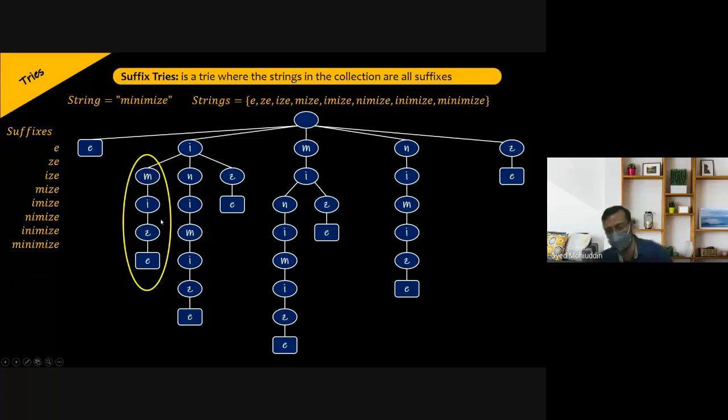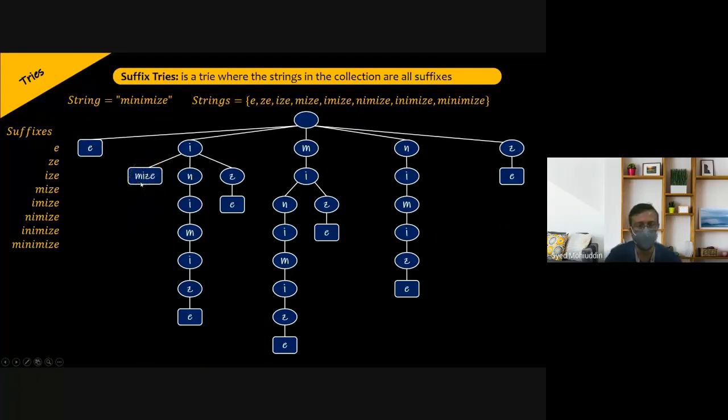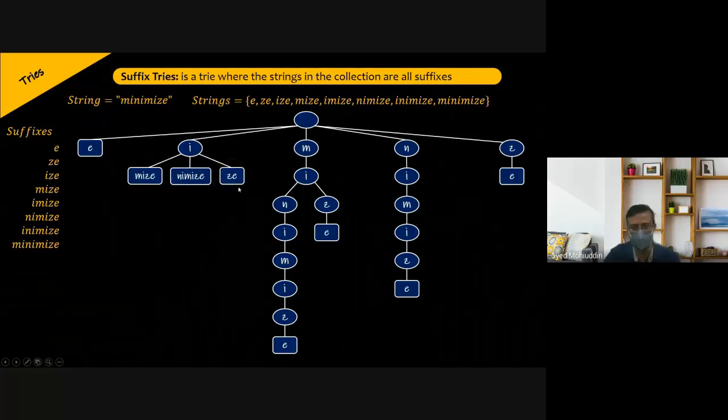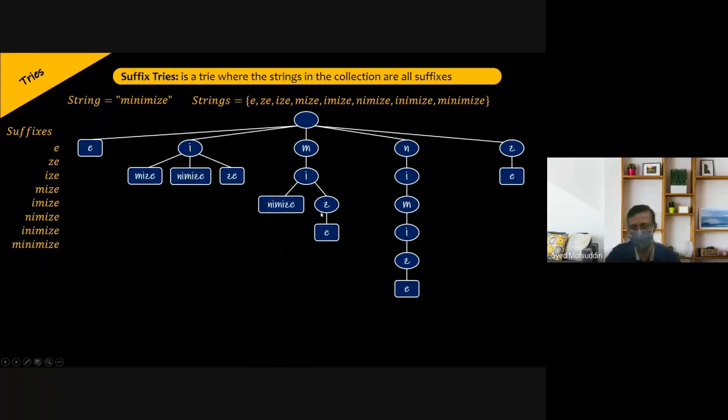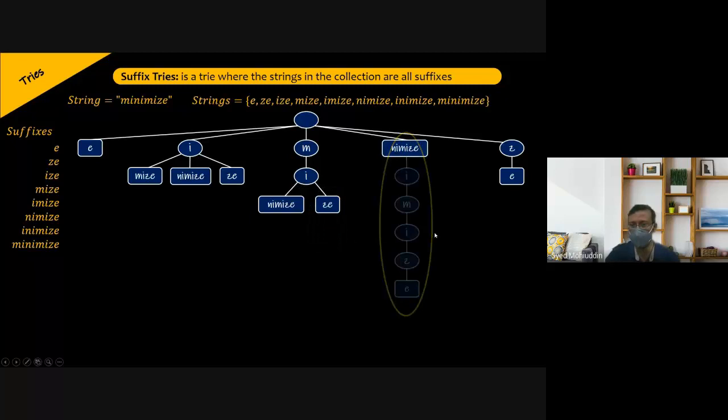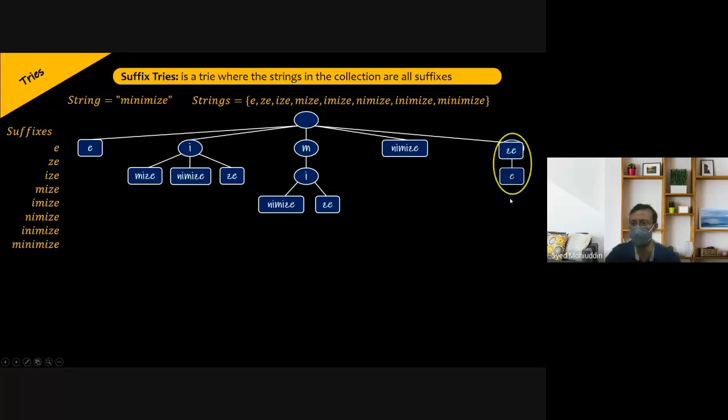Obviously, these are compressed tries, where each internal node has at least 2 children. So this whole thing can be compressed into one. Then this whole thing also can be compressed into one. And that ZE also can be compressed into one node. The same way NI, MI, ZE can be compressed into one. Then this ZE also can be compressed into one. Then this one, NMI, MI can be compressed into one. This ZE also can be compressed into one node.